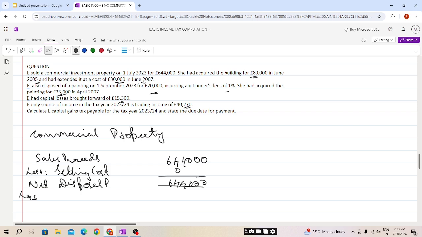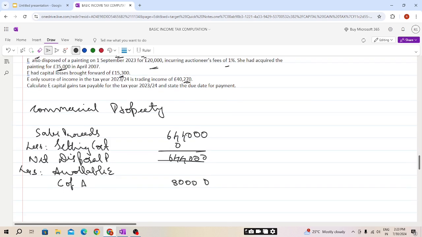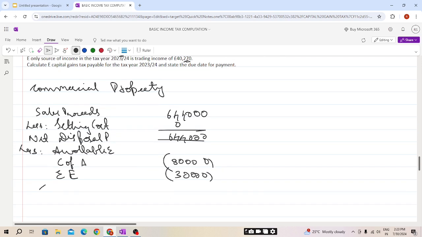Then less allowable expenditure, students. Cost of acquisition is mentioned as 80,000 pounds and she extended it at the cost of 30,000. So it will be allowed, students. Enhancement expenditure of 30,000 is capital expenditure. So this will give rise to the chargeable gain, students. As we are doing step number 1, for each asset separately we are calculating the chargeable gains. So the chargeable gain will be 534,000 pounds.